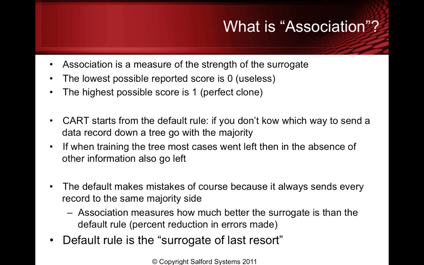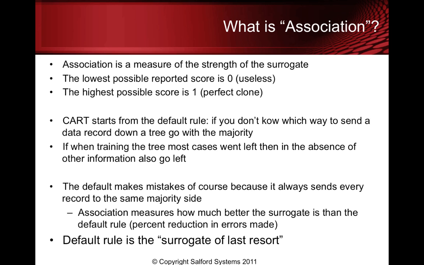Otherwise, if the majority went to the right, then whenever we encounter a case in which we are lacking information, we go to the right. Now clearly, this default rule is very crude, and we can measure how often it will make a mistake. Because if 60% of the cases go to the left, and then when we have a problem case, we always send these records to the left, then we're likely to be right 60% of the time, and we're likely to be wrong 40% of the time. So it's not a particularly good surrogate.